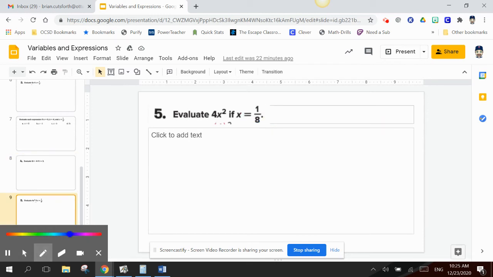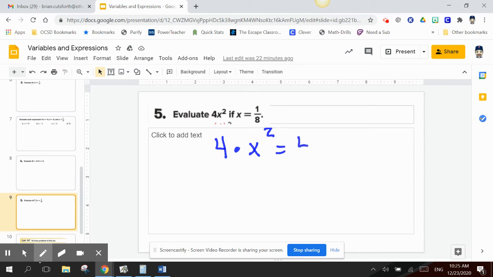Evaluate 4x to the second power if x is 1/8. So again, I rewrite my expression: 4 times x to the second power, which is going to simply mean 4 times x. If x is 1/8, I take away the variable, I put in the value, which is 1/8 to the second power.